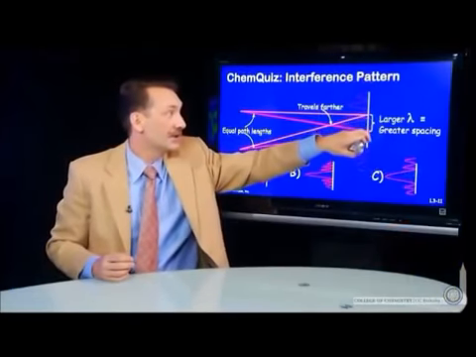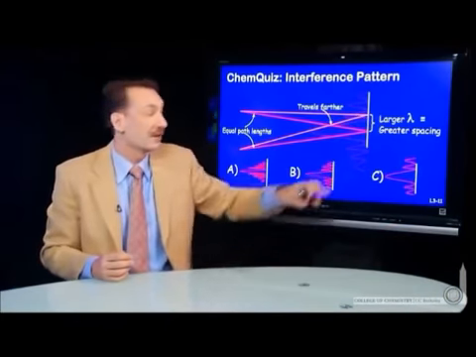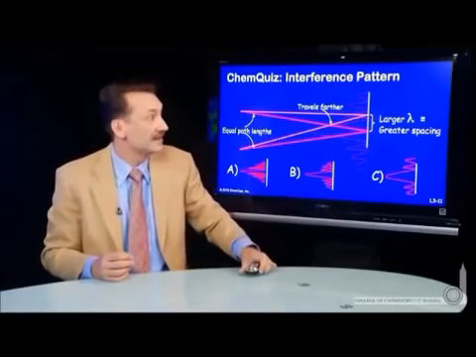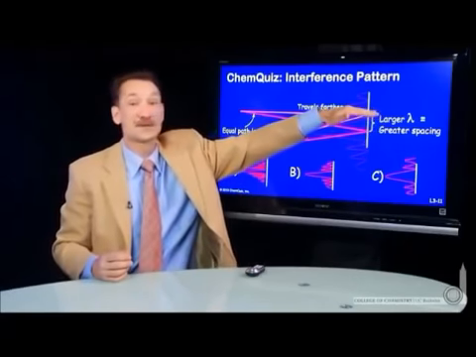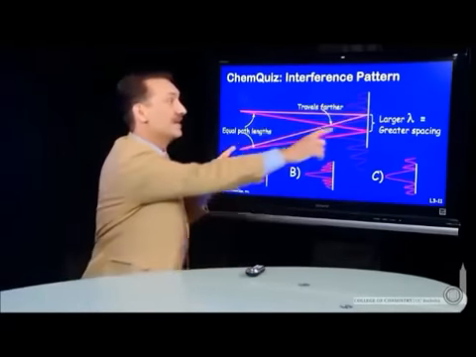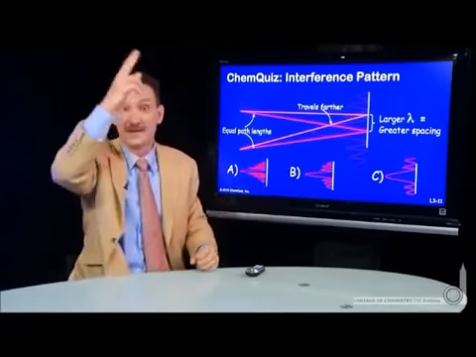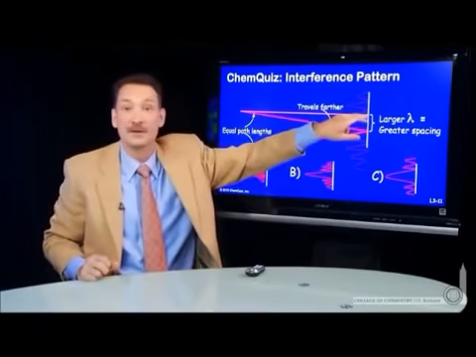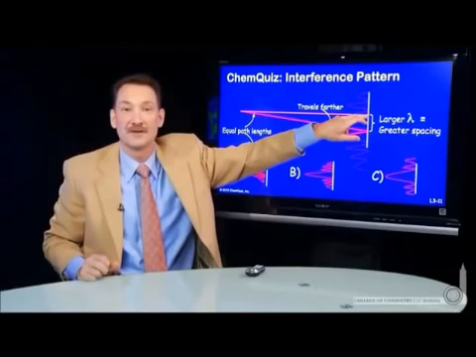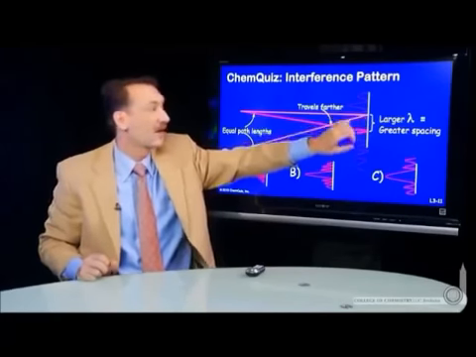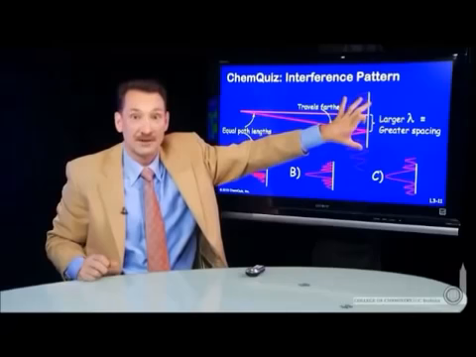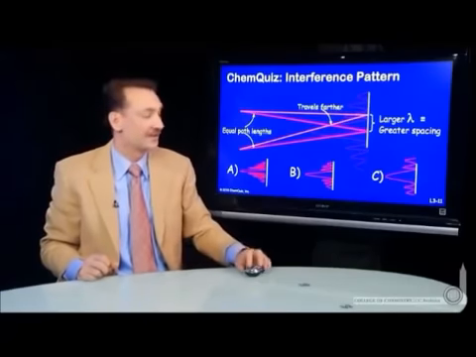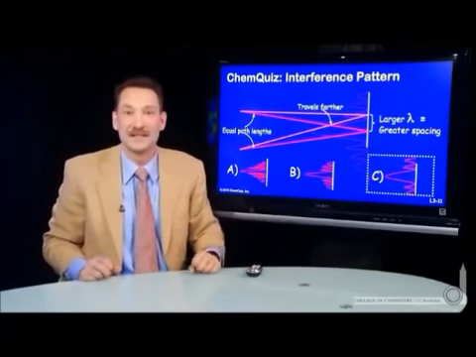So the larger the wavelength, the larger this spacing will be. That is, you have to move farther up the screen to make this path length long enough to get an extra half wavelength and give you constructive or destructive interference up the screen. So longer wavelength means a spreading out of the diffraction pattern on the screen, and the correct answer is C.